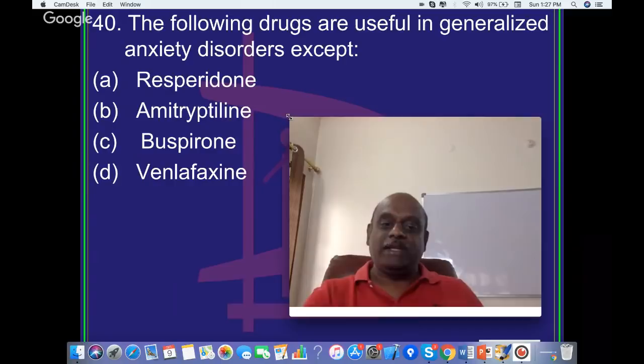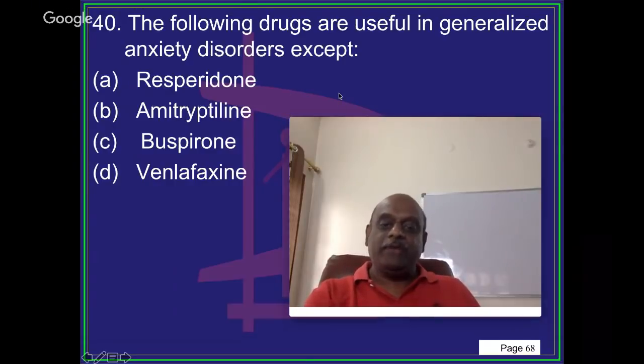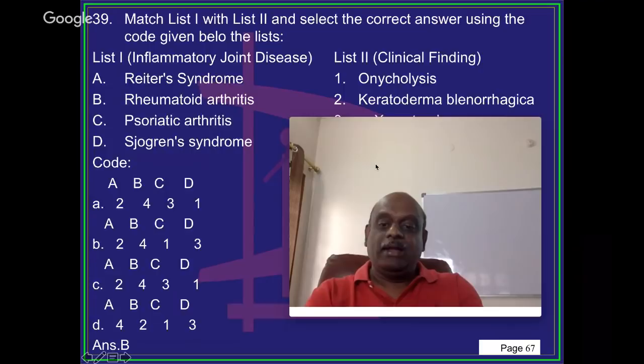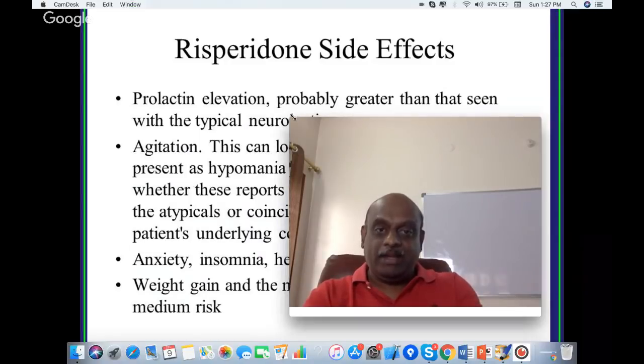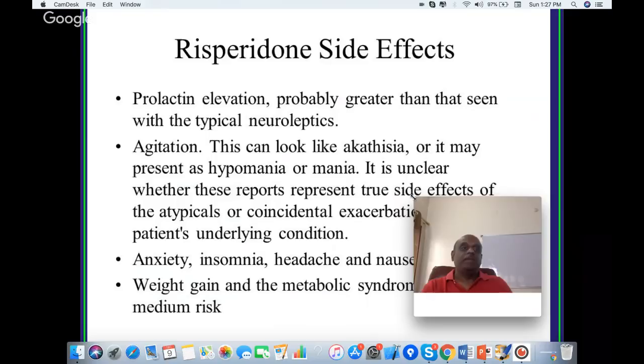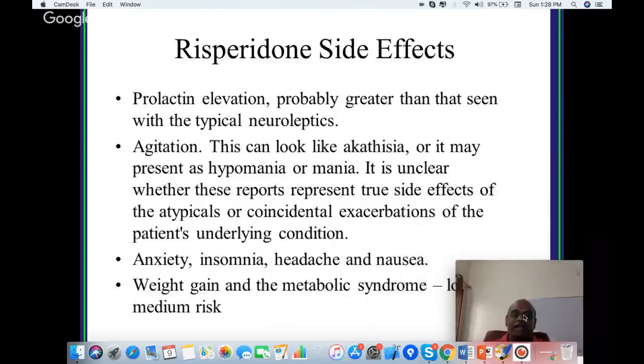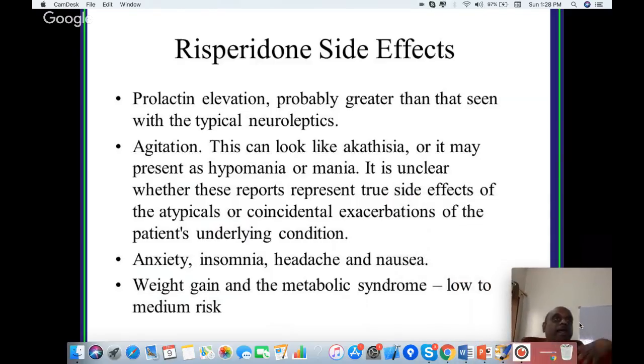Ranjit doctor is absolutely right. Risperidone, doctor. Risperidone is an antipsychotic, is what you need to remember. So risperidone, classically, you should remember that it is a typical neuroleptic. All typical neuroleptics, what will they do? They will lead to elevation of prolactin. They lead to akathisia, agitation, anxiety, insomnia, headache, weight gain, metabolic syndrome. They're all the problems of the risperidone.